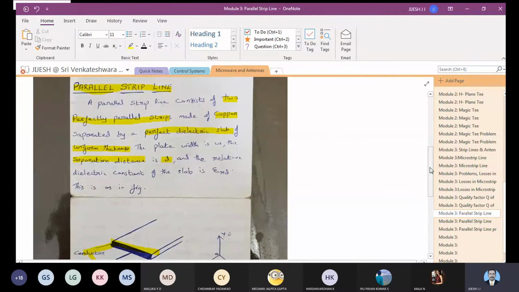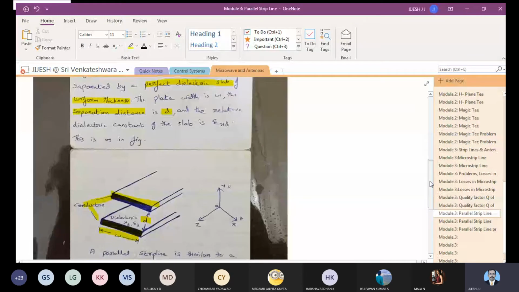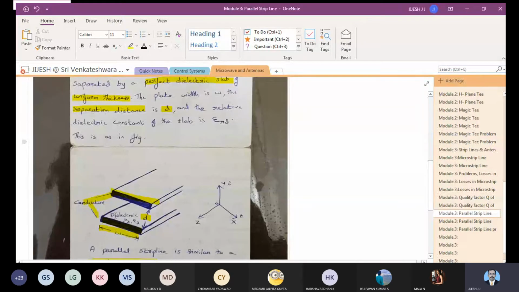What we have understood about parallel strip lines is that they are two perfectly parallel strips made of copper, separated by a dielectric slab of uniform thickness. That is what you have seen in the figure. The thickness is D, the dielectric space between the two parallel copper strip conductors. The strip conductors have a width of W and a thickness of T, separated by a distance of D, with the dielectric material in between.